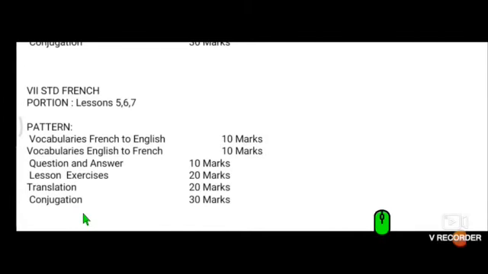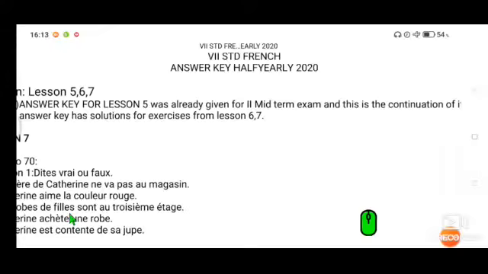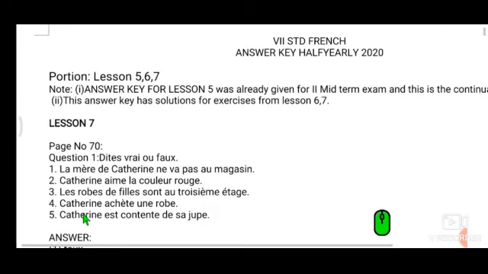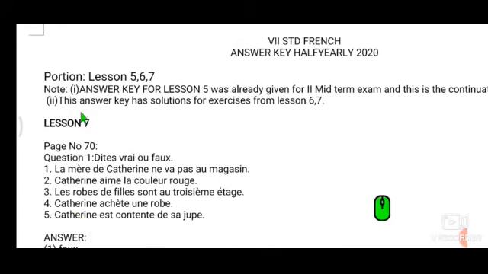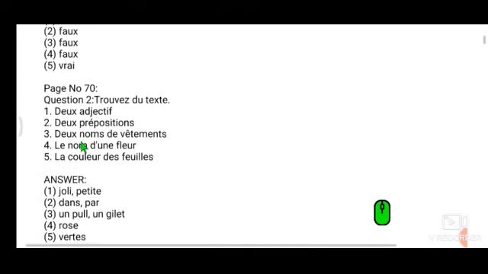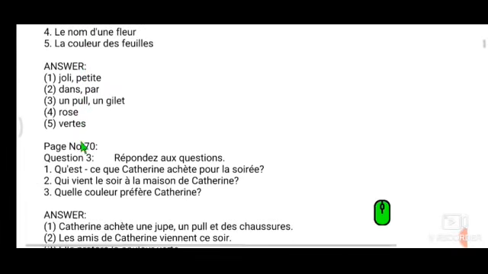Now if you have your answer key, take it in your hand. Let's see one by one. I'll show the answer key first, and then I'll go for the vocabulary. This is the answer key for 7th standard half-yearly 2020, lessons 5, 6 and 7. For lesson 7, all the answers are here. I hope you will have this when you see this video.